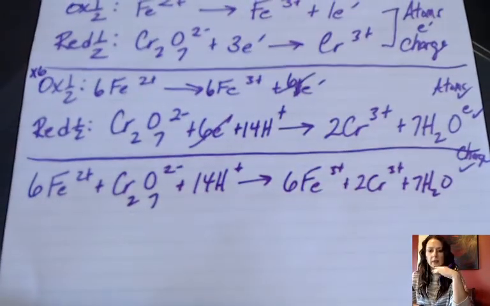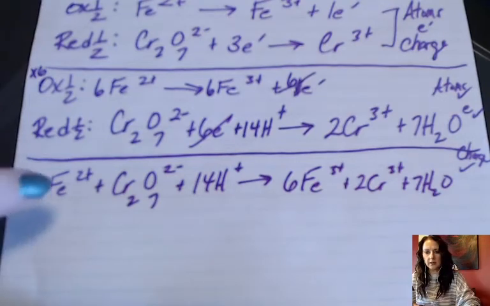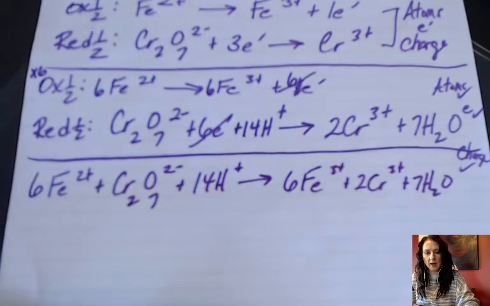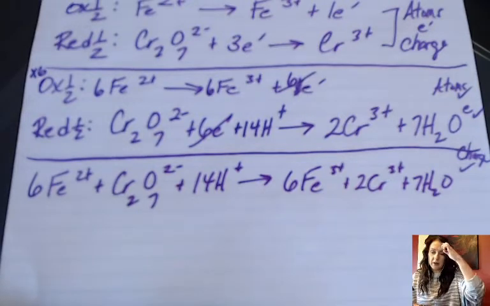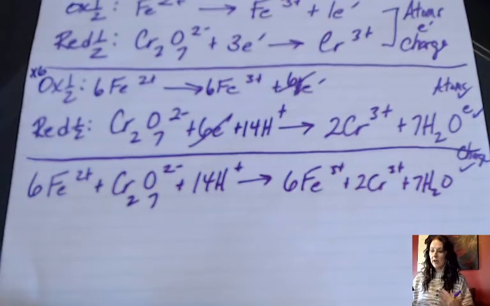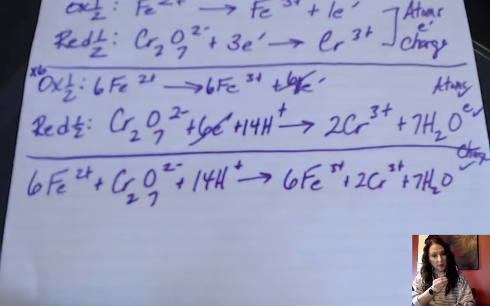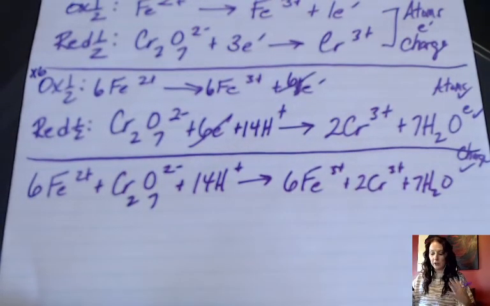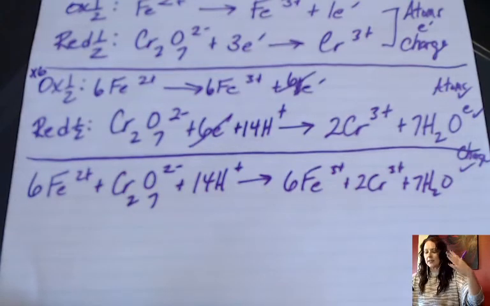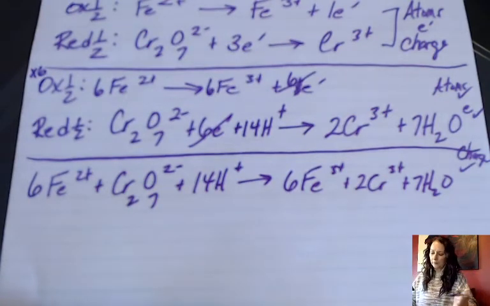Well, we have 2 Cr3 plus and 7 water. So, like I said, if we were balancing for acidic, this is where we would stop. This is now balanced for acidic. I want to balance this in basic. Okay, they're essentially both the same. So if you can balance for basic, you can balance in acidic. This is why we're going to do basic, because it's like one step further, one step harder.